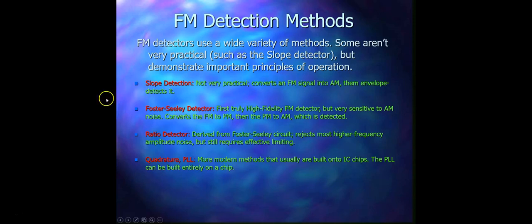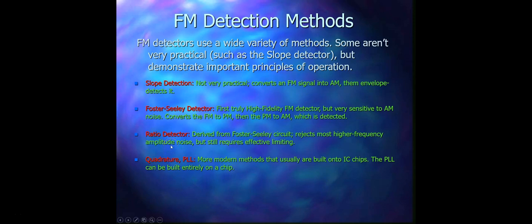These are the four methods. The first method is the slope detection method, and it is not a very practical method. We are going to see the circuit for this one, and it converts the FM signal into AM, then envelope detects it. There's a mistake over here. Second is the Foster-Seeley detector. This is a truly high fidelity FM detector, but very sensitive to AM noise, and it converts FM to phase modulation. This PM is phase modulation, and then from phase modulation it converts into amplitude modulation, and this is the way it detects it.